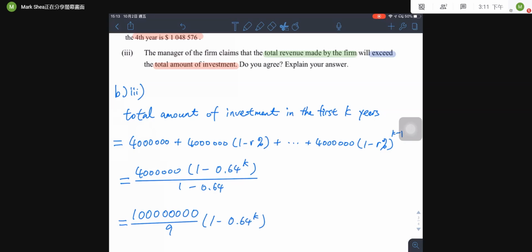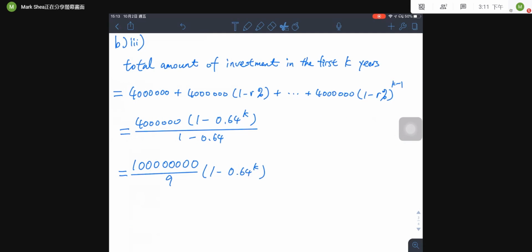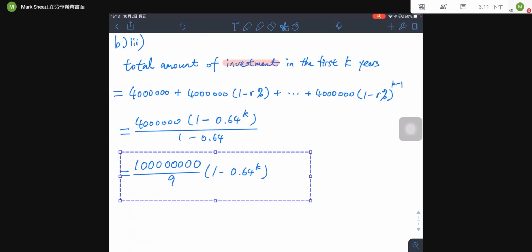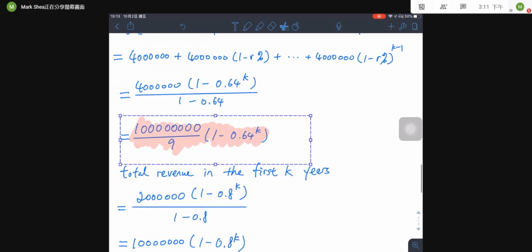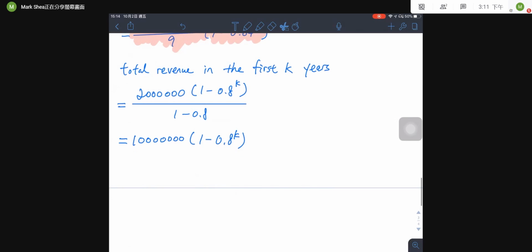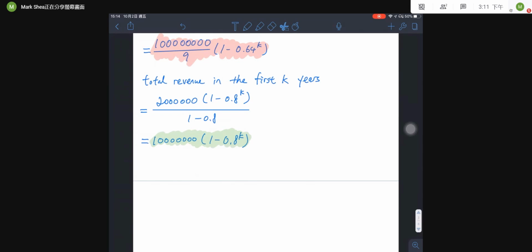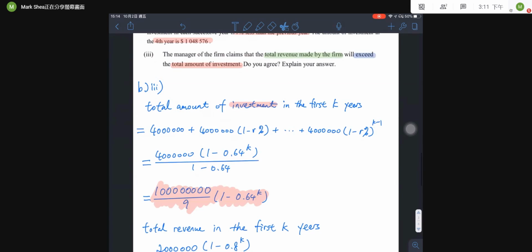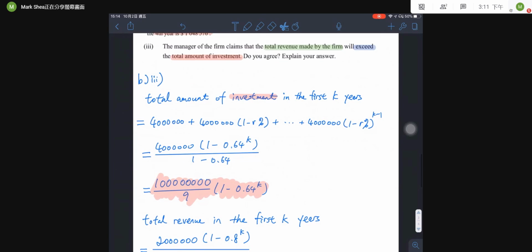100 million over 9 times 1 minus 0.64 to the power K. Okay. Next is about the total revenue in the first K years, which we found in part B. So in the question, we need to compare whether the total revenue exceeds the total amount of the investment.